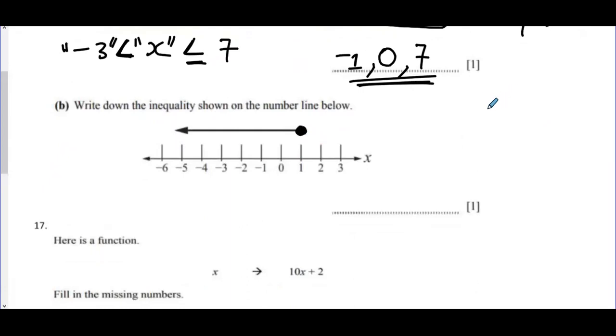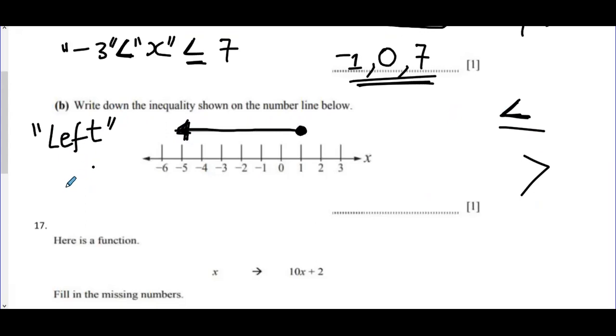When it is shaded, it suggests something less than or equal to. Why am I talking about something like less than? Why not greater than? Because my arrow is heading to the left-hand side. Since the arrow is heading to the left-hand side, the symbol to be used will be less than. Now, why am I not saying less than or equal to?